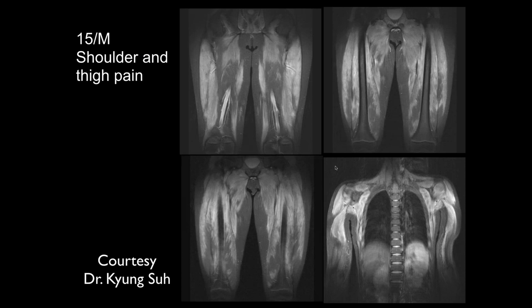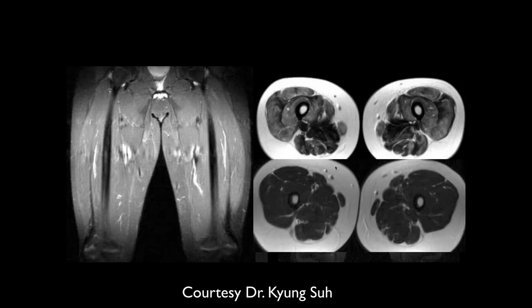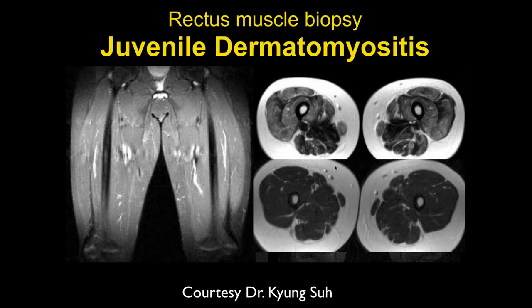15-year-old man, shoulder and thigh pain. So it looks like sort of diffusely the muscles look abnormal. Again, it looks like there's hyperintense signal throughout the muscles. What are you thinking about? Another sort of myositis. Yeah. This is juvenile dermatomyositis, made here by a rectal biopsy. Okay.